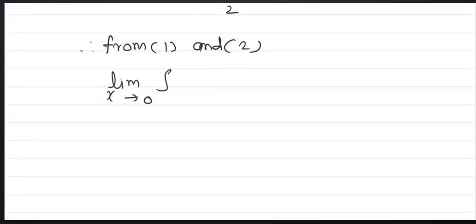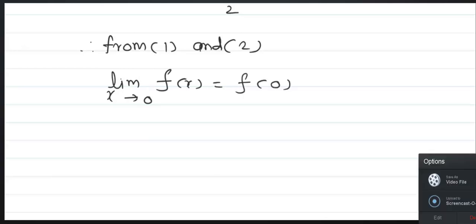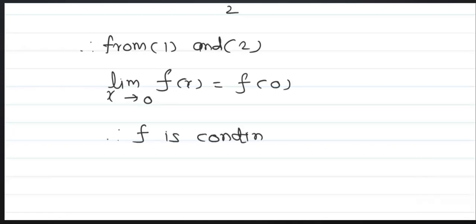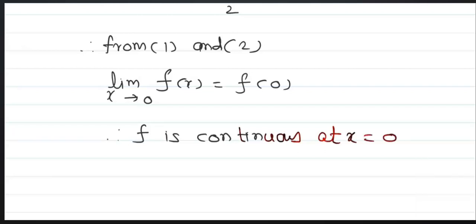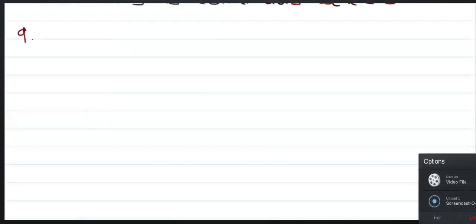Therefore from 1 and 2, limit x tends to 0, f of x is equals to f of 0. Therefore f is a continuous at x is equals to 0. Value of the function is equals to the limit of the function. That's why.